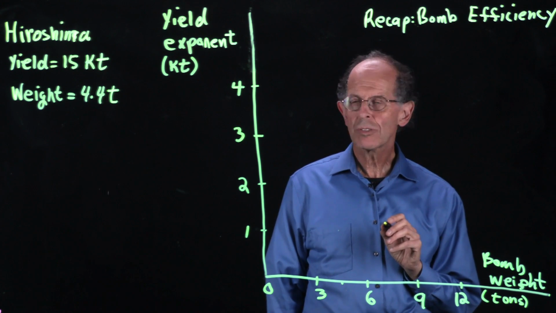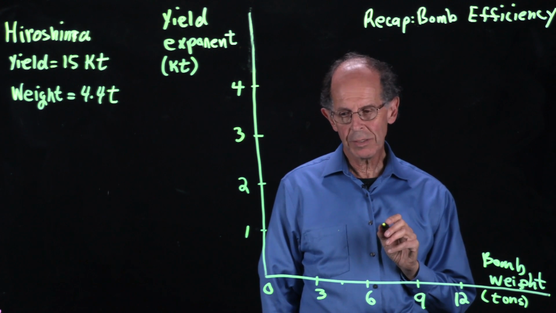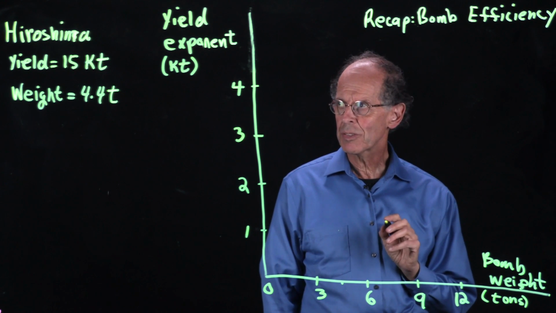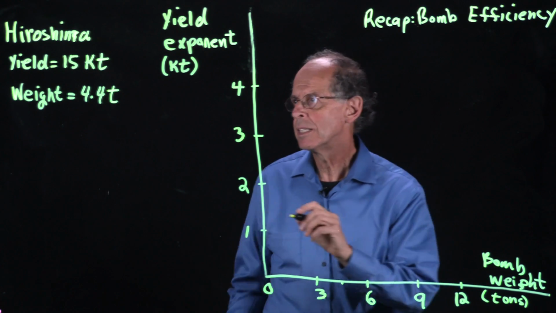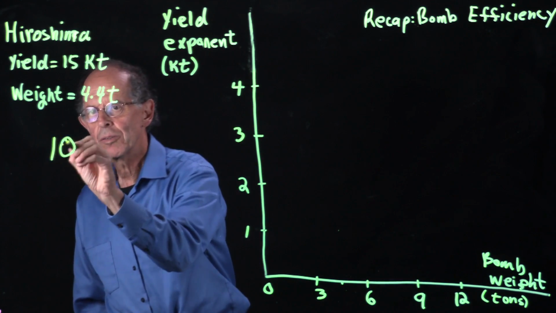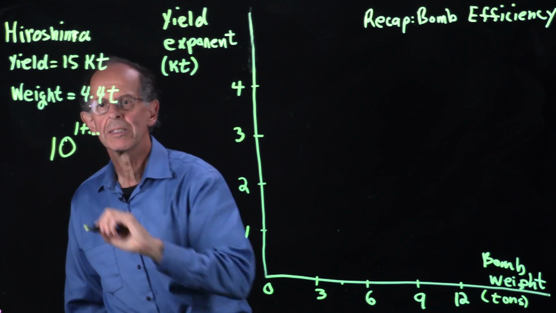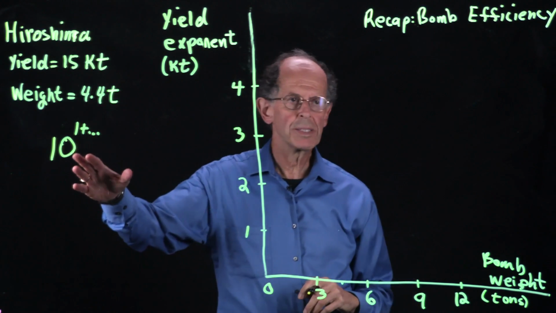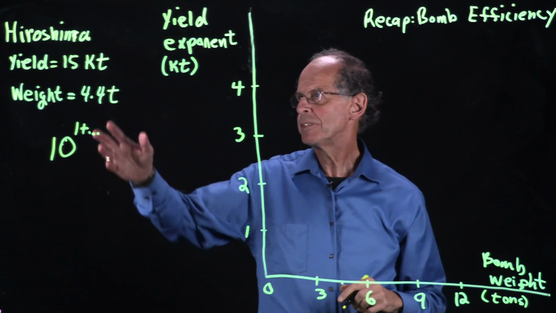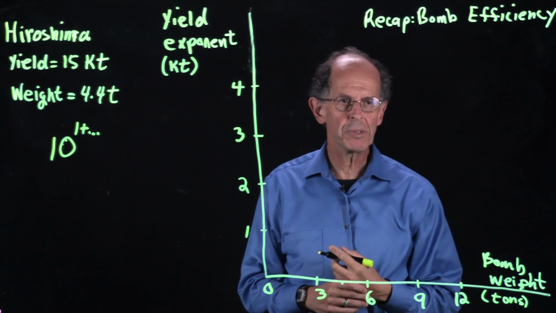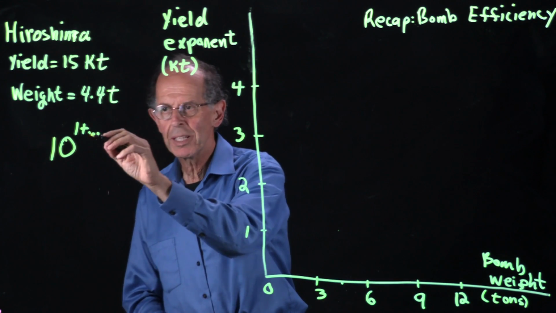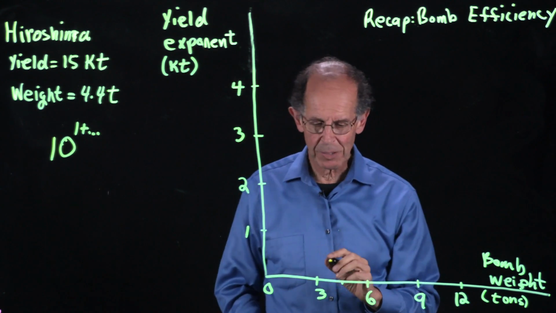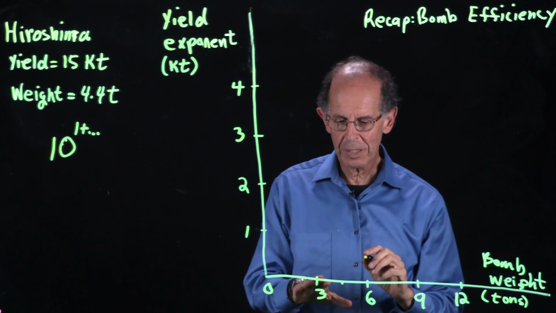We see that Hiroshima had a yield of 15 kilotons. So 15 kilotons is 10 to the 1 plus a little bit. 10 to the 1 is 10, and 15 can be written as 1.5 times 10. So 10 to the 1 plus a little bit. I don't know, the little bit is not really that critical to our discussion here.